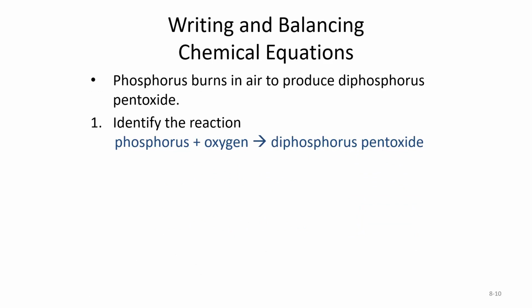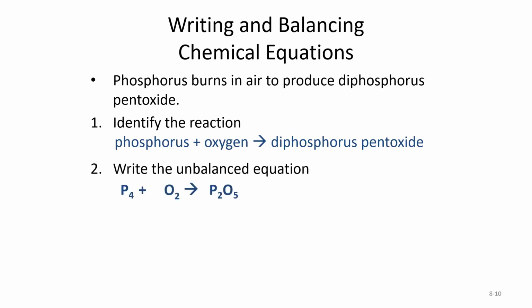Phosphorus burns in air to produce diphosphorus pentoxide. So phosphorus plus oxygen yields diphosphorus pentoxide. How did we know to write P4? Well, P4 is how phosphorus naturally exists, so it's not diatomic. It actually exists attached to 4 phosphorus.